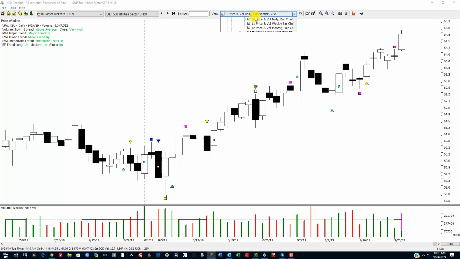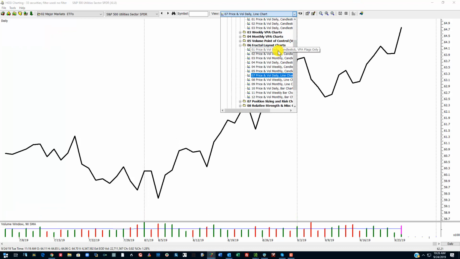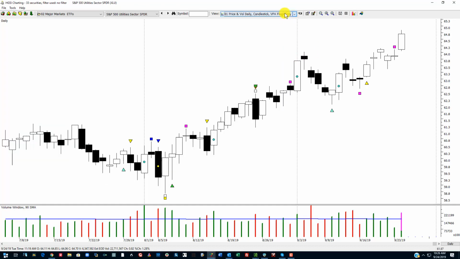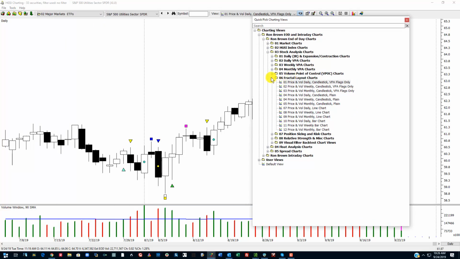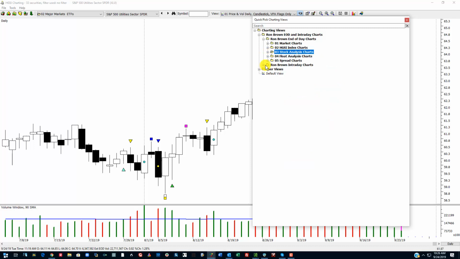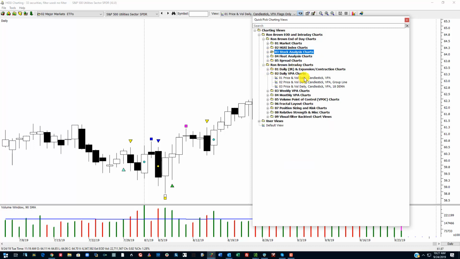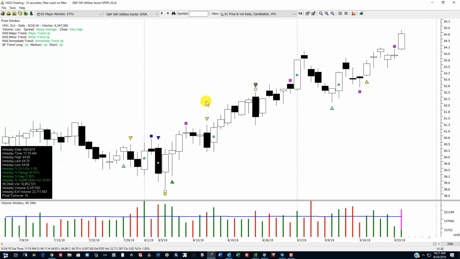Now I am in my end of day charts, and I didn't want to do that. I'll use the quick pick, it's easier and you can see what I'm doing. I want to go down to my intraday charts. So I'm going to go to my daily VPA chart, click on this, and the reason I have both end of day and intraday is that the intraday charts have some information in this warehouse area.